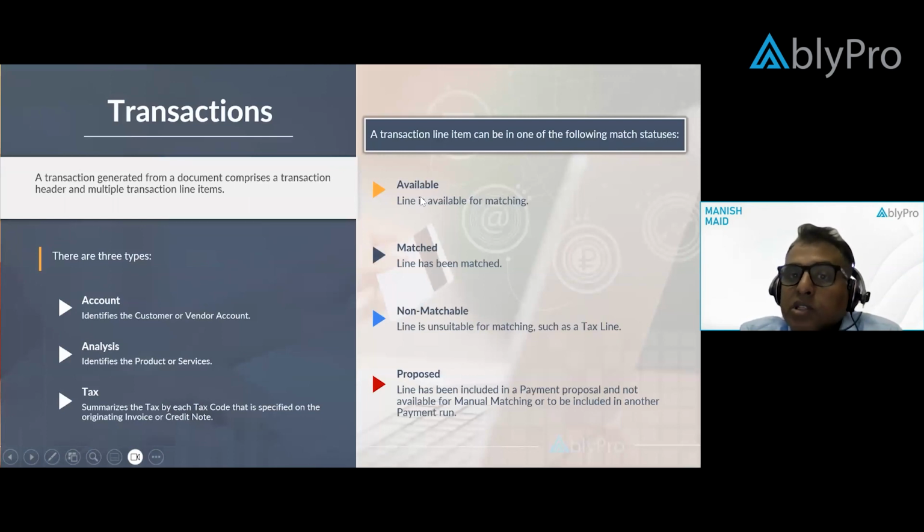The transaction status first is Available. That is, the line is available for matching. Matched, that is, this transaction has been matched. Non-matchable, the line is not suitable for matching. That is a text line. And Proposed, that is a part of your payment proposal. This line has been included in the payment proposal, and it is not available for manual matching or to be included in another payment run. So these are the following match statuses of the transaction.